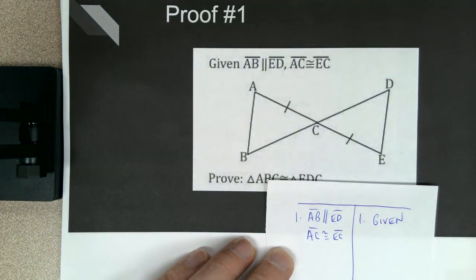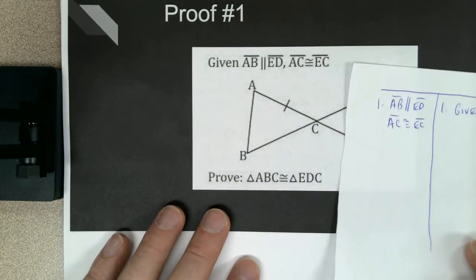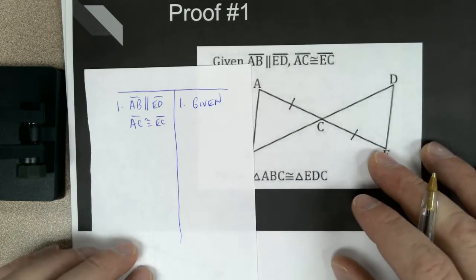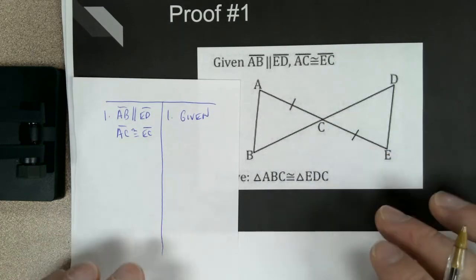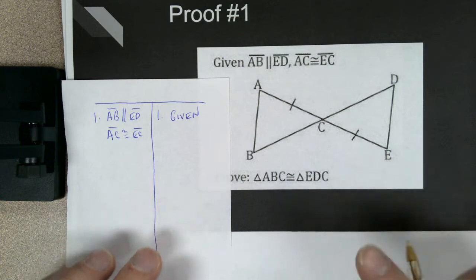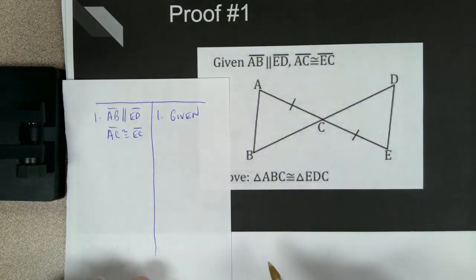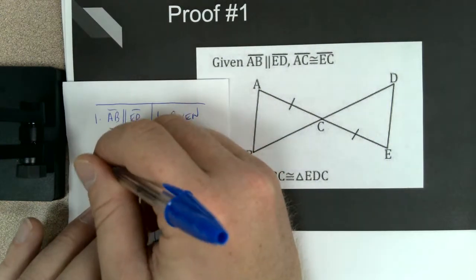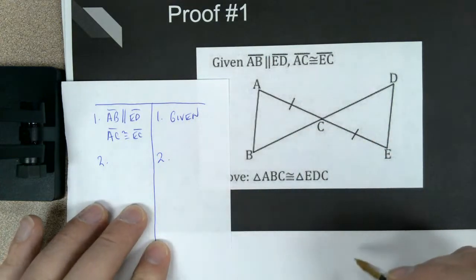And that's our given. So pretty similar to what we've been doing all week in terms of our proofs. We're still trying to prove triangles congruent, so you're still going to be using some similar steps.